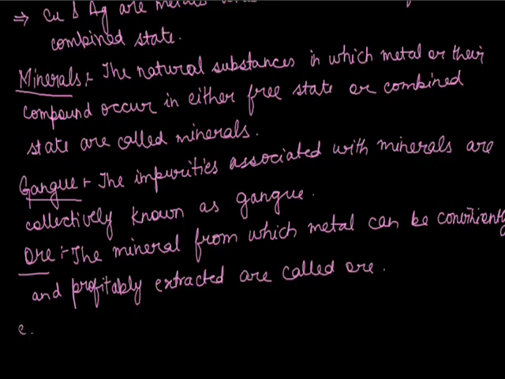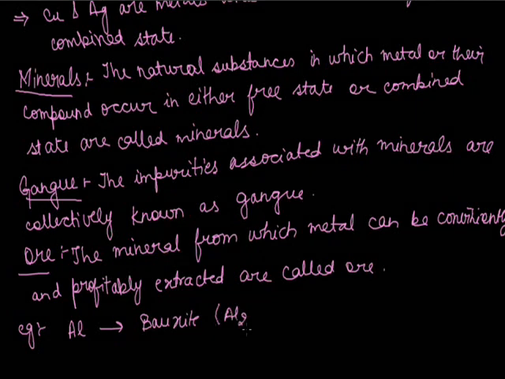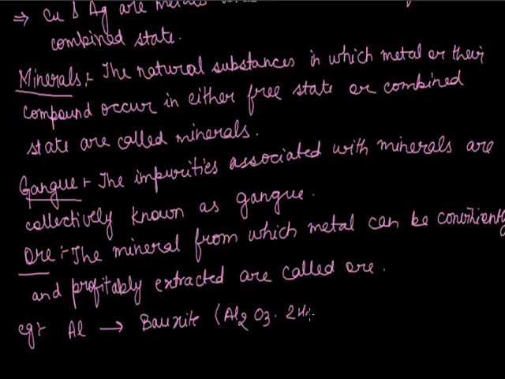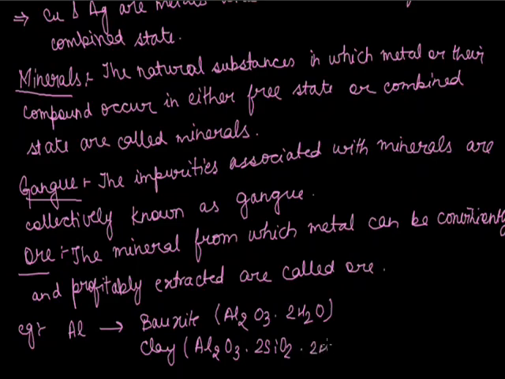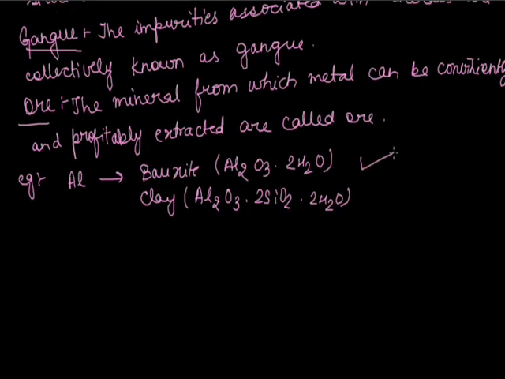Suppose, for example, aluminium has two ores, bauxite, Al2O3·2H2O, and another one is clay. Out of these, aluminium can be conveniently and profitably extracted from bauxite. So bauxite is an ore of aluminium, because aluminium can be conveniently extracted from bauxite.